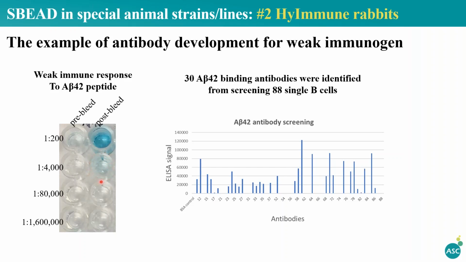Because of the high number of B cells we can obtain, we were still able to get many monoclonal antibodies from this immunized animal. Out of the 88 single B cells sorted, we were able to obtain 30 A-beta-42 binding antibodies, and many of them have picomolar binding affinity.